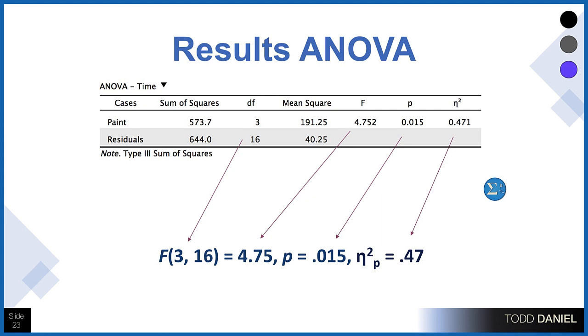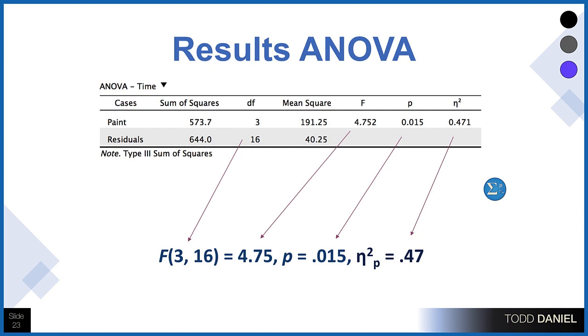And I just wanted to make sure you know where the elements are in the table and where they go in our APA-style write-up. So we always begin with the name of a test, in this case F. You notice the F is in italics because we italicize the name of the test. And then in parentheses we have degrees of freedom, in this case 3 and 16. And those come from the degrees of freedom column in our ANOVA summary table. The F value, round that to 2 decimal places, 4.75.